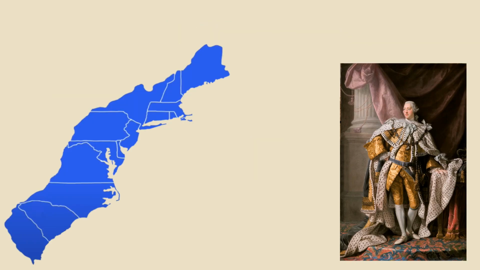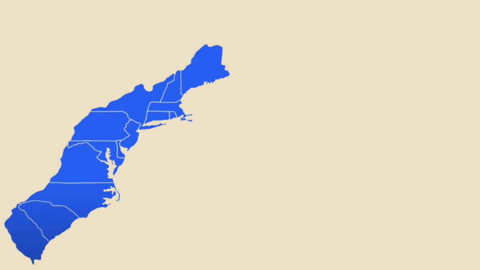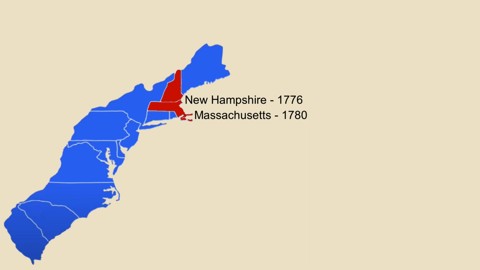11 of the 13 states wrote their constitution after King George III declared war on the rebellious colonies in August of 1775 and prior to 1787. The first state to write its constitution was the state of New Hampshire on January 5th, 1776, and the last state to ratify its own constitution by 1787 was Massachusetts in 1780.